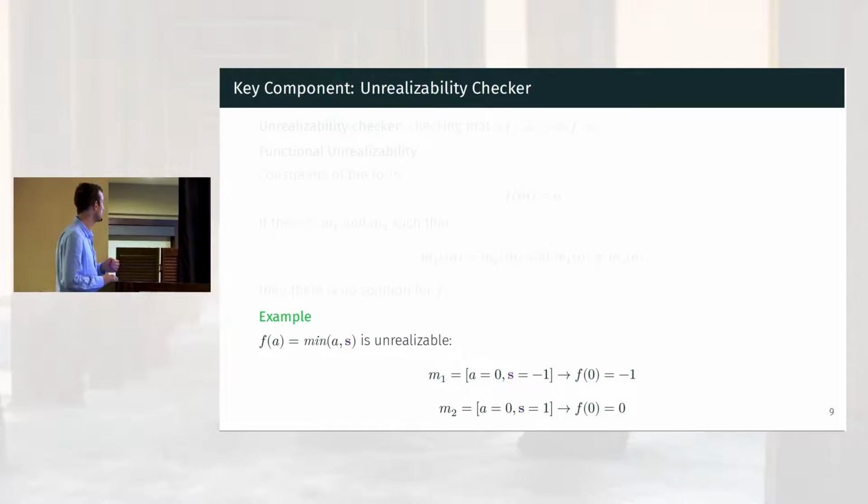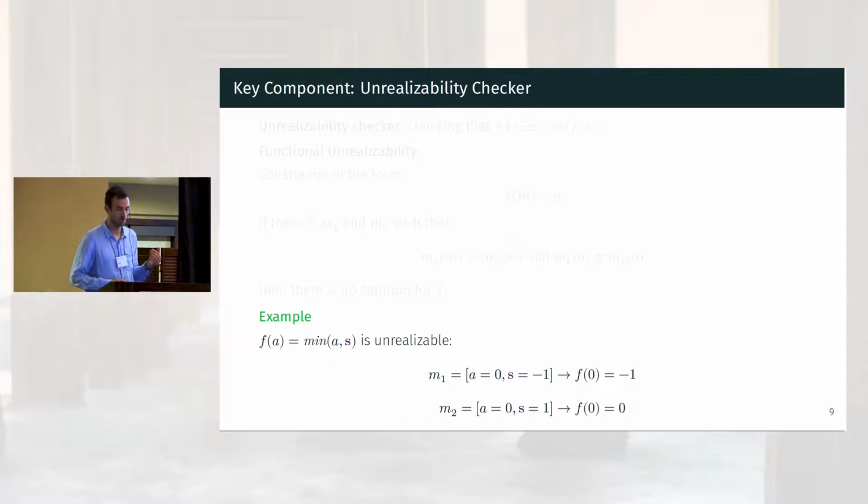And in our example, the constraint f of a equals min of as is unrealizable because I just need to give two different values for s, and then I have something that tells me that f of 0 is -1, but also something that tells me f of 0 is 0. So I can't possibly implement this function f.